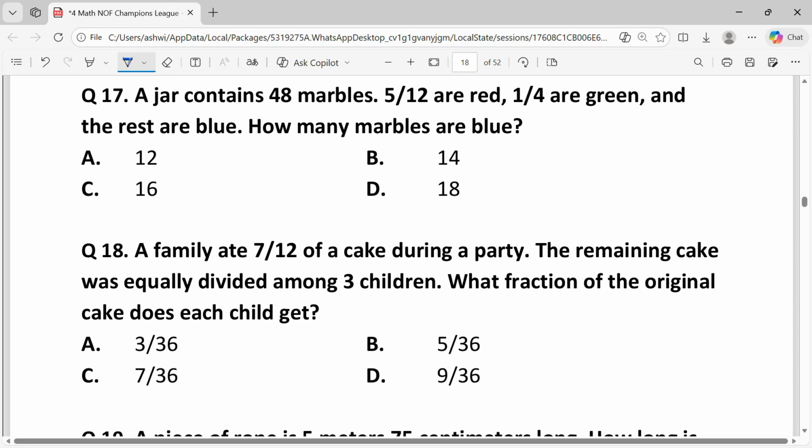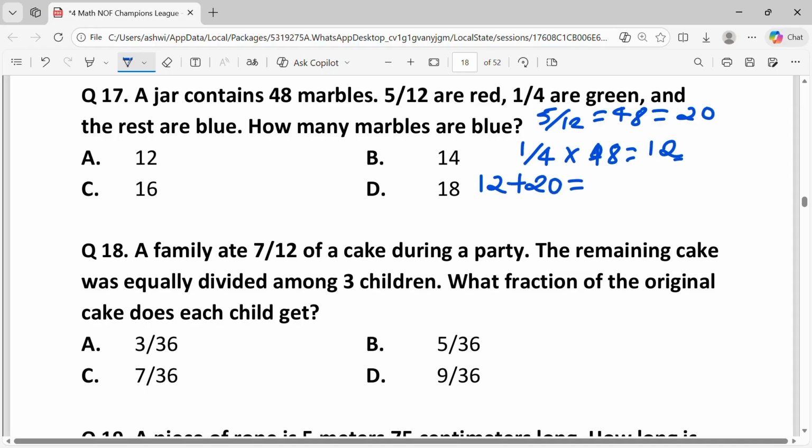Question 17. A jar contains 48 marbles. 5 by 12 are red, 1 by 4 are green, and the rest are blue. How many marbles are blue? The number of red marbles is 5 by 12 into 48, that is equal to 20. And the number of green marbles is 1 by 4 into 48, that is equal to 12. So the total number of green plus red marbles is equal to 12 plus 20, that is equal to 32.